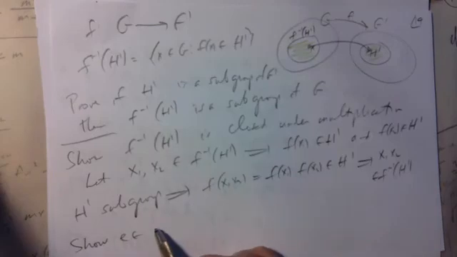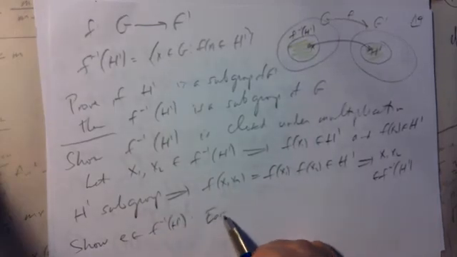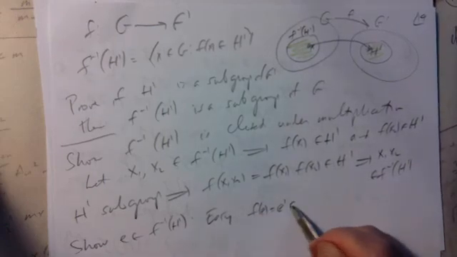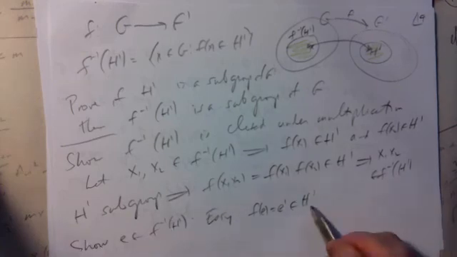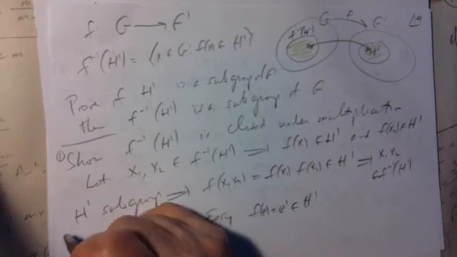Show the identity is in f inverse of H prime. But this is easy because f of e is always the identity, which is in H prime. So f of e is in H prime, so e is in f inverse of H prime.